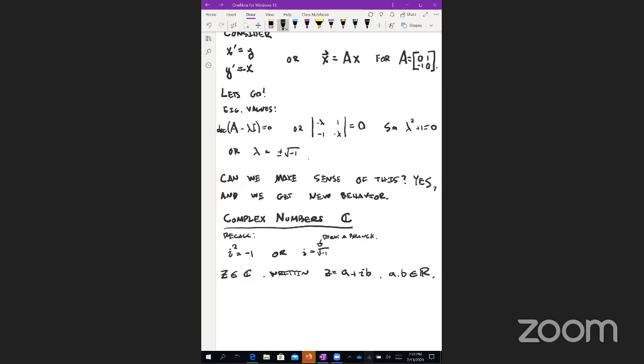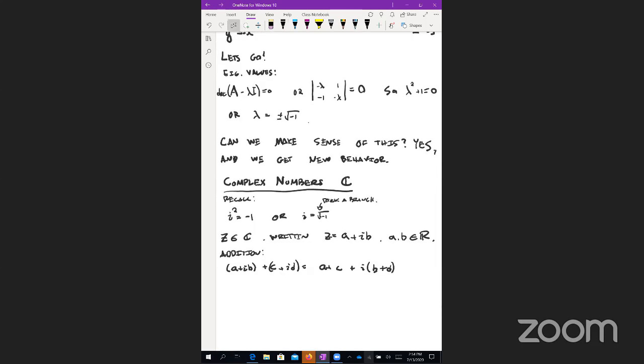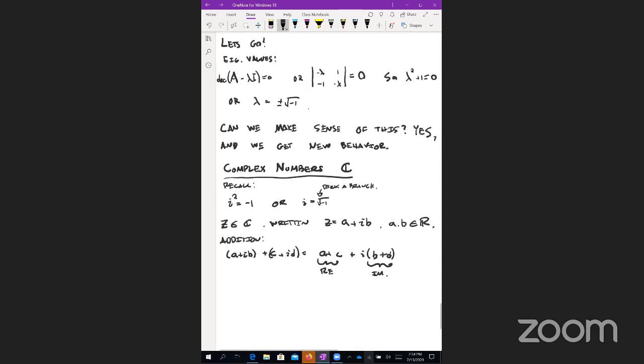And then multiplication and addition hold. Addition is: a plus ib plus c plus id is a plus c plus i(b plus d). Great. And so we've held the same form. This is the real part, and this is the purely imaginary part.